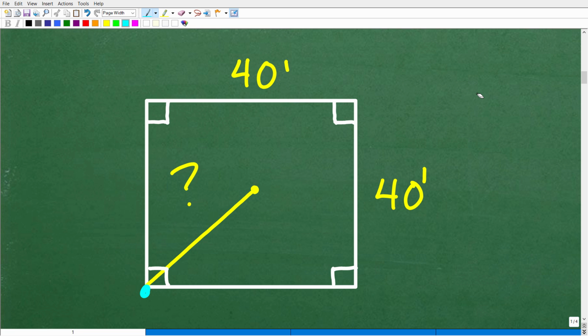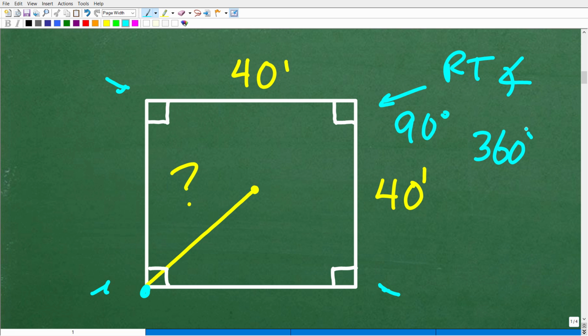But the second property about a square is that the angles in a square are right angles. All these angles right here are right angles. Now, what does a right angle mean? Well, a right angle means that these angles are 90 degrees. All these angles here are 90 degrees, and the sum of the angles in a four-sided polygon, i.e. a rectangle, a square, etc., if you add up all four angles, they'll always be 360 degrees.